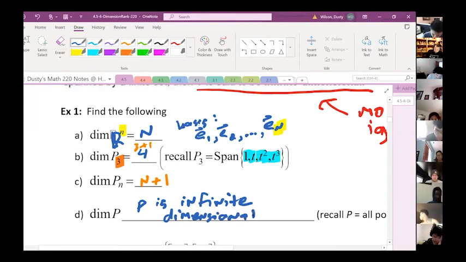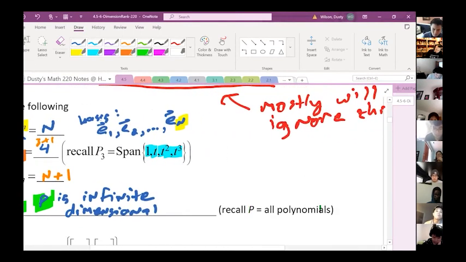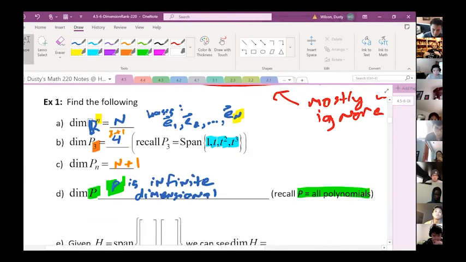And the reason is because in this case, remember that this P here is all polynomials. Whereas before we had Pn, and so we were limiting ourselves to n-dimensional polynomials, like a fixed size. Now we're saying they could be of any dimension.